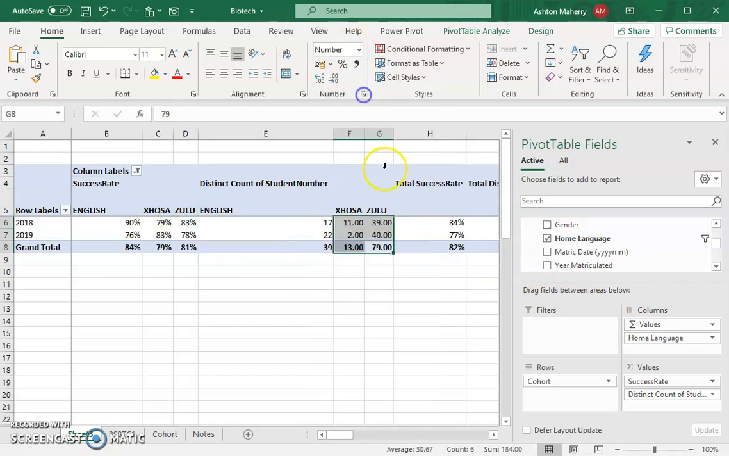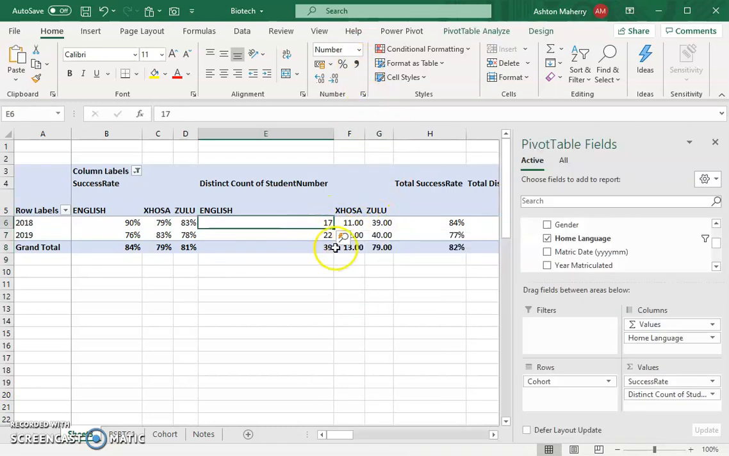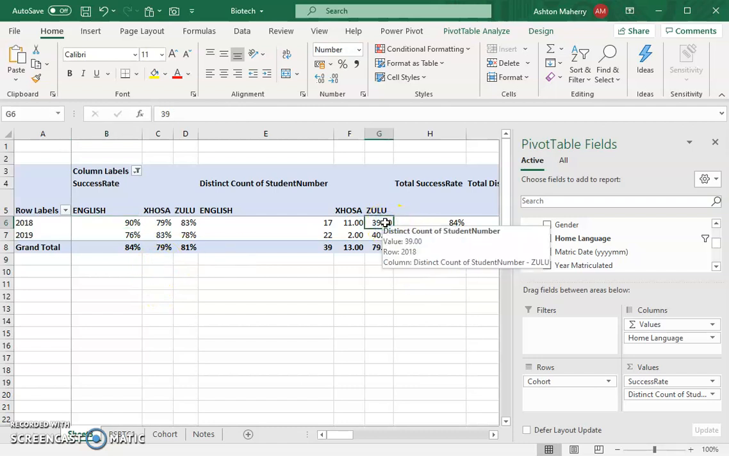Let's just make those numbers. So there it's telling me the numbers. 17 students in 2018 have English as their home language, and they sit with a success rate of 90%. So your English students are doing better, followed by your 39 isiZulu students, which is a success rate of 83%, and then the isiXhosa students sitting with 79%. How does this change for the 2019 cohort?